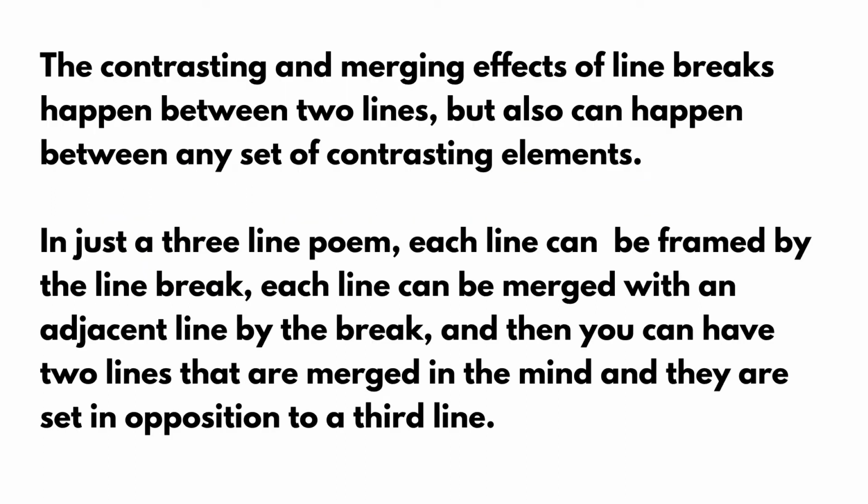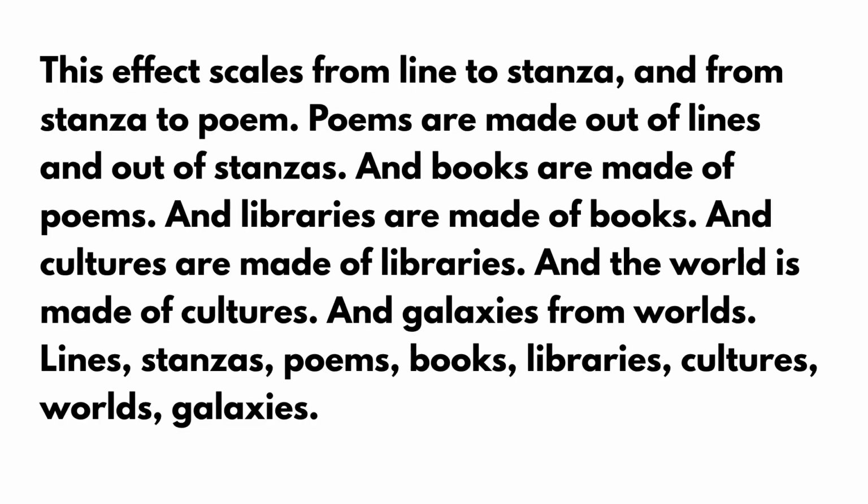The contrasting and merging effects of line breaks happen between two lines, but also can happen between any two sets of contrasting elements. So in just one three-line poem, each line is set apart from the other lines and then merges with the other lines and creates units of two lines or three lines which merge with subsequent lines. It's this balance work that tips back and forth between the poem and its meaning that creates the beauty of the poem. The effect scales from line to stanza and from stanza to poem.